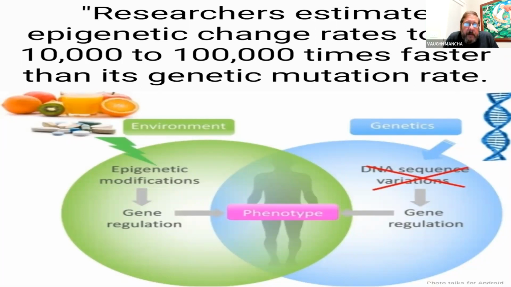So the researchers estimate that epigenetic change rates are as fast as 10,000 to 100,000 times faster than a genetic mutation rate. So that means that our body, as it's changing to the environment, which can include everything from child abuse to, you name it, to smoking cigarettes, it can change the way our DNA acts quickly, and it doesn't rely upon the slow mutation process of neo-Darwinism, which you see on the right. You see the blue DNA sequence variations, and I put an X through it because it's really a minimal player at this point. Whereas on the left, you see the orange juice and kiwi and other fruits, which are good for epigenetic modifications, and they eventually affect your phenotype, or your body.